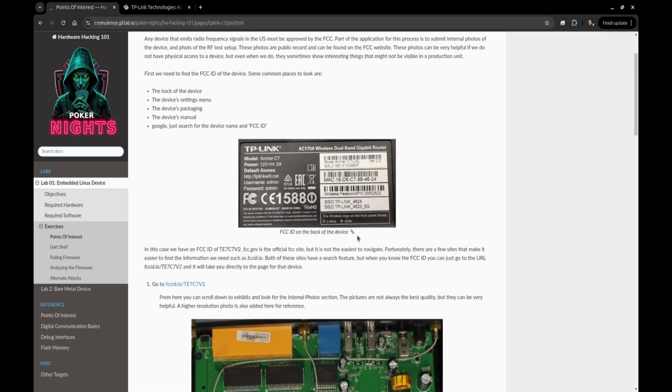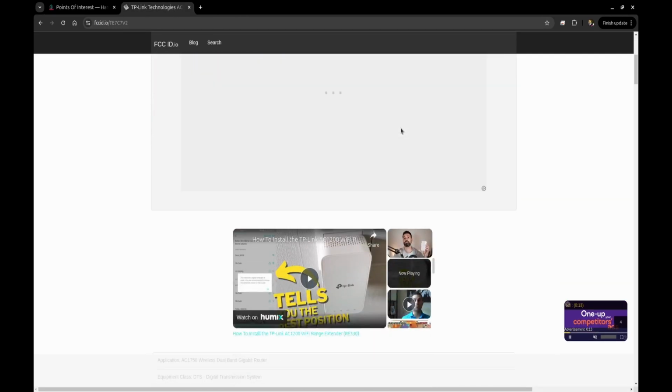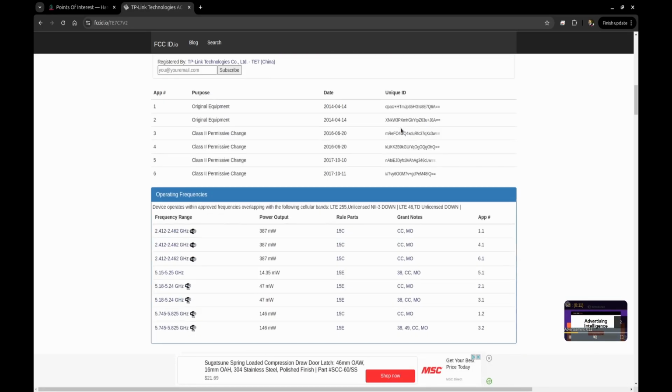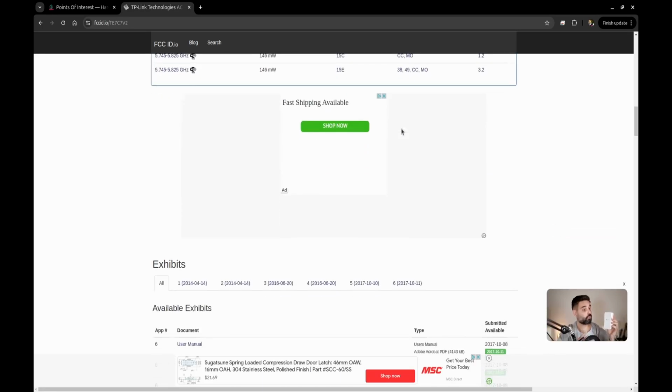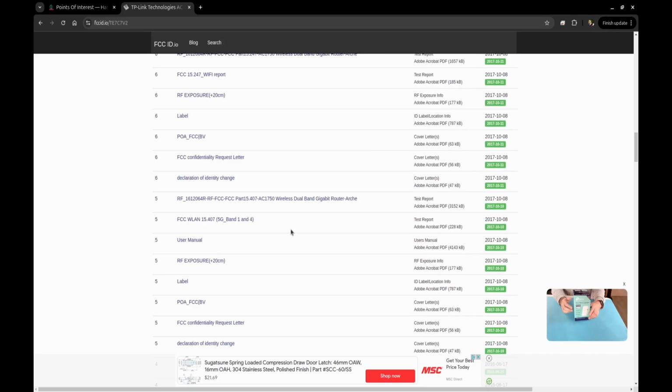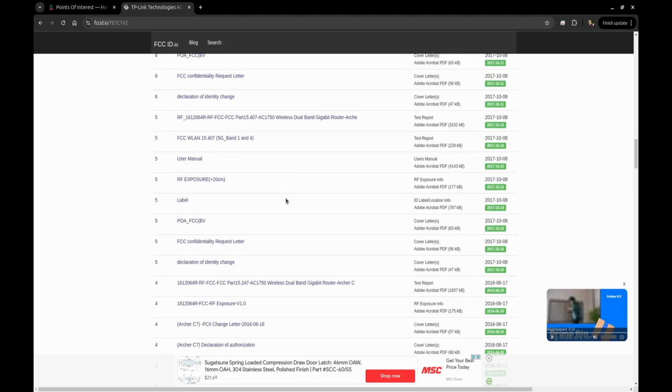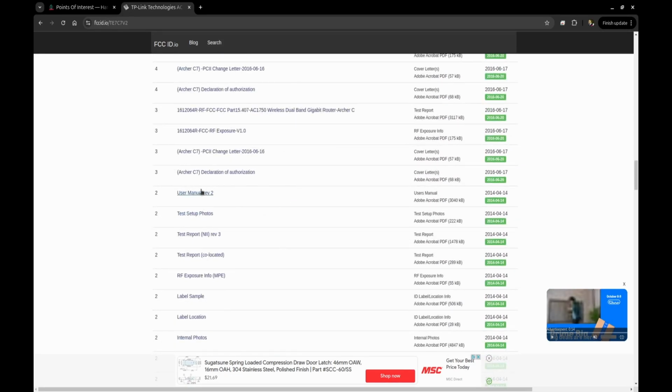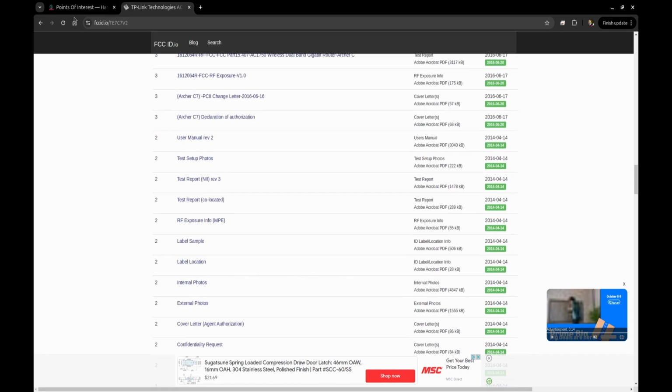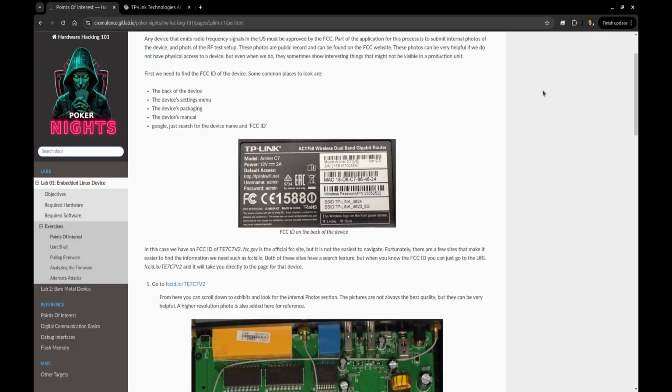The FCC website is a little hard to navigate, but there's a few others like fccid.io, where you just type that in followed by the FCC ID, and that will take you right to the exhibits for that device. So here we can see, if we scroll down, you can find the internal photos, test reports, all of the interesting documents we want to look at.